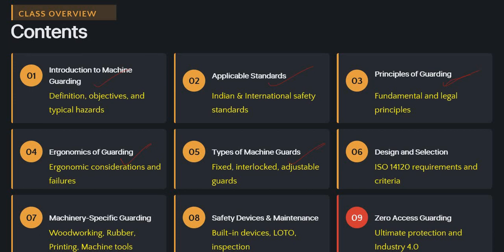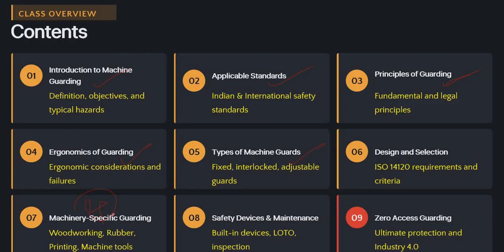And design and selection, how we need to select the guard, comes under topic 6. And topic 7, machinery specific guarding. Here you may get a 4 marks question in your examination. They will give an example machine, like a woodworking machine. For that woodworking machine, you need to write the hazards and the control measures.